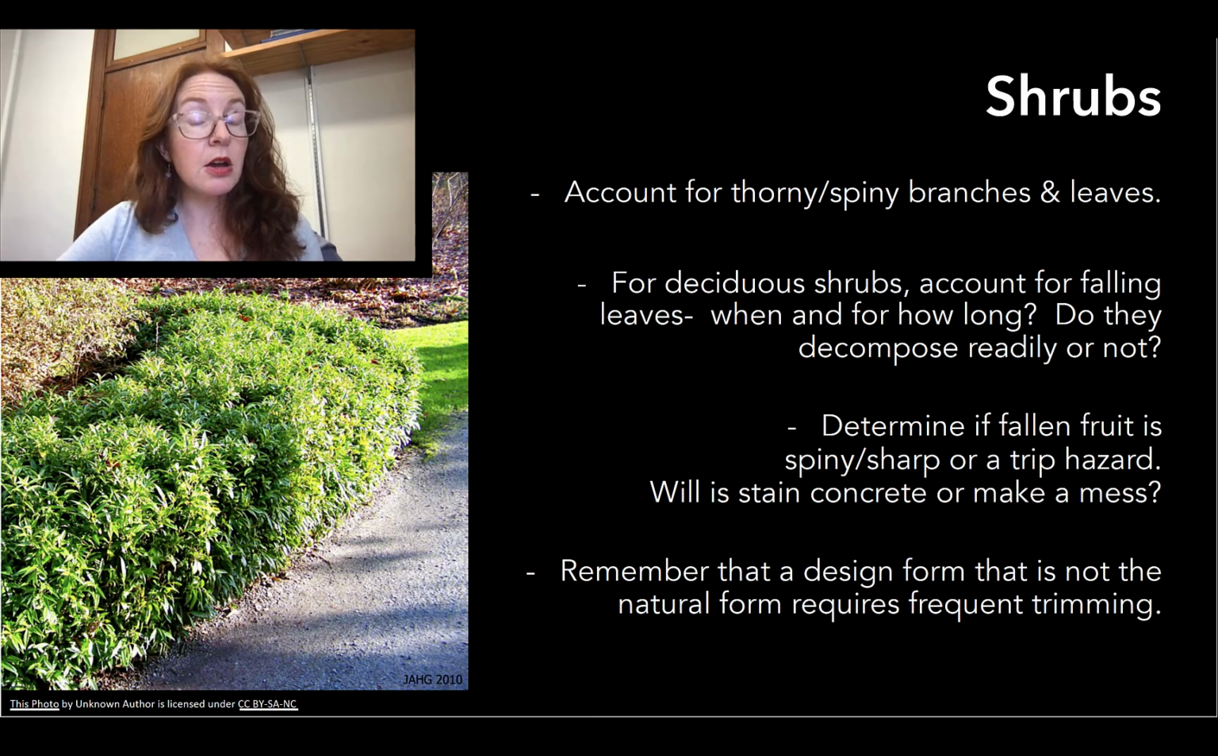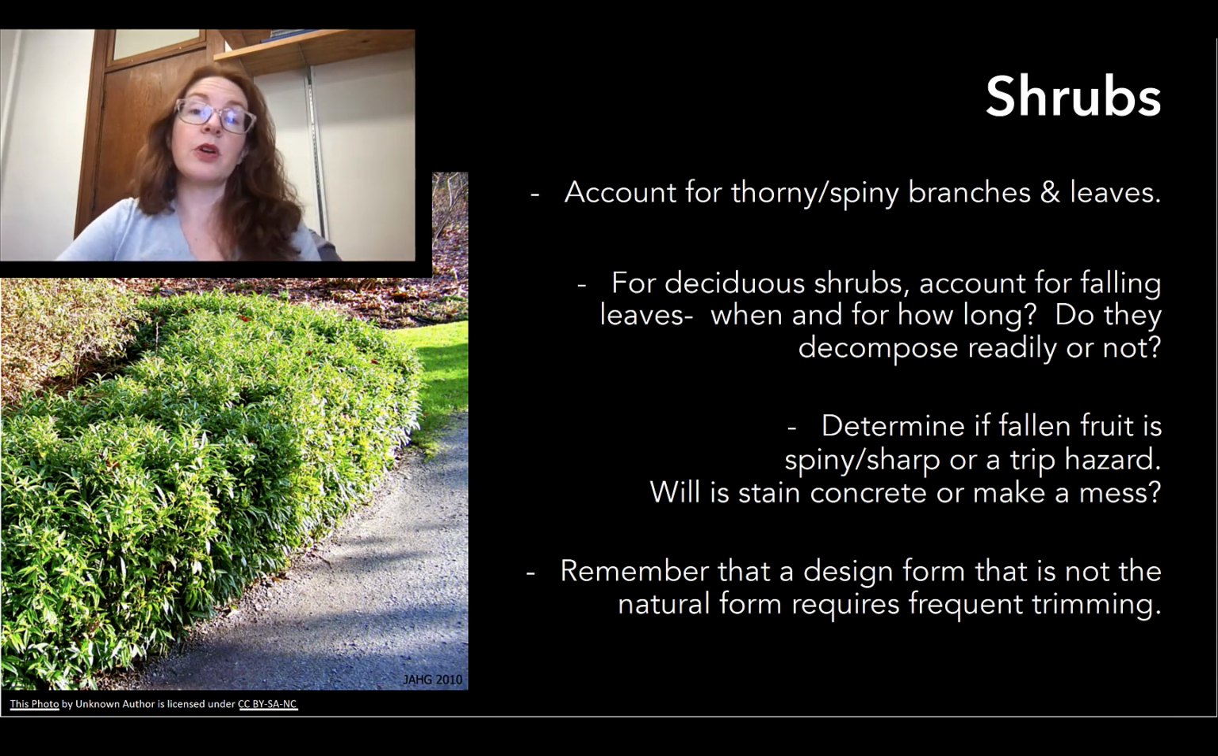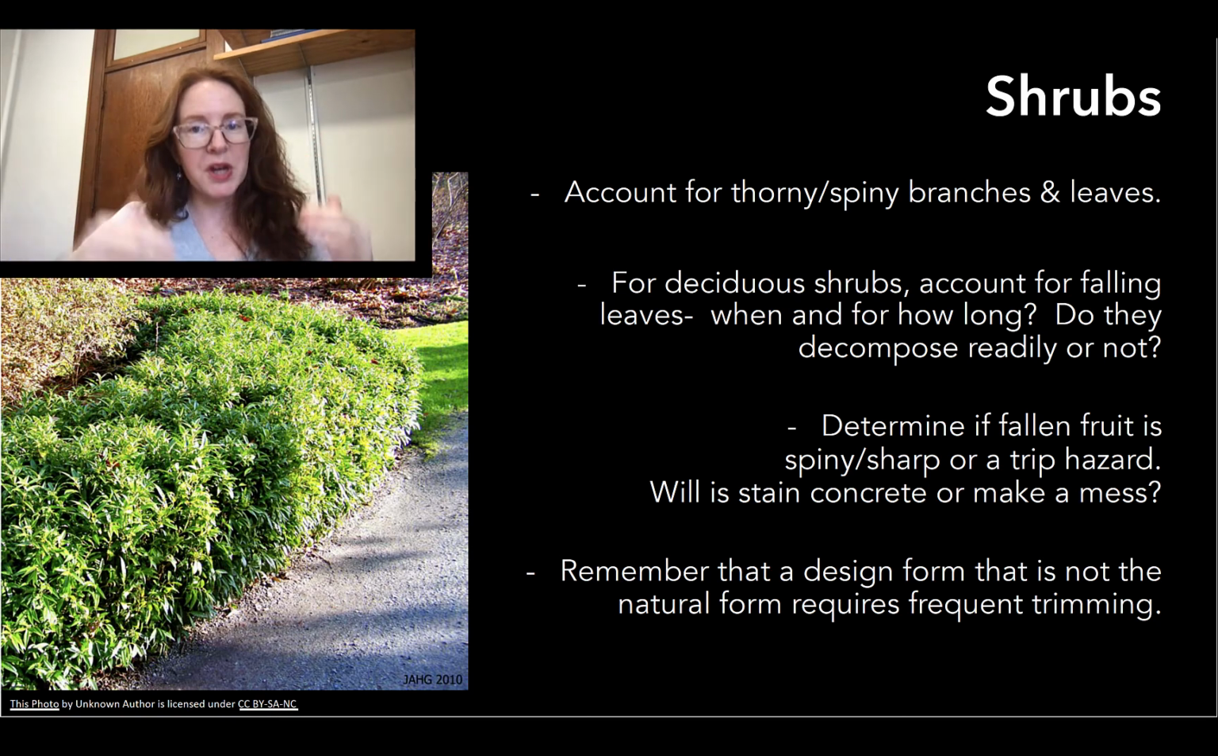Will it stain concrete? If so, we need to place it back from that sidewalk, from that hardscape, to prevent that staining. And then, of course, we need to remember that if we are, per our design, intending that shrub to be in a form that is not its natural form, that requires time for workers to maintain it in that form.